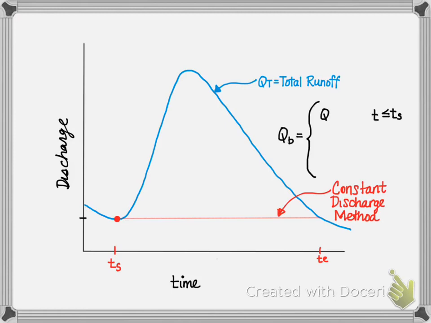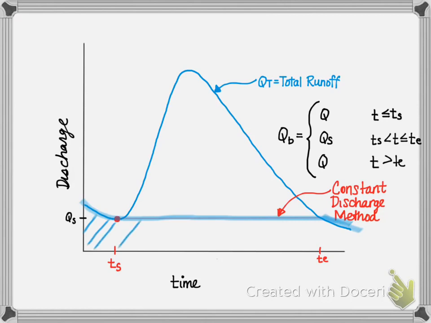We can then write the base flow equation as follows. The base flow, QB, is equal to Q, total runoff, when T is less than or equal to the start time. QB is equal to the flow rate at the start when T is between TS and TE. And finally, the base flow is again equal to the total runoff Q when T is greater than TE. The highlighted line represents the division between the direct runoff and base flow.